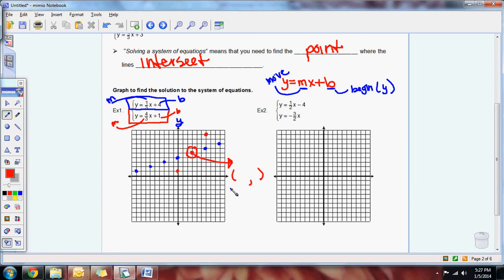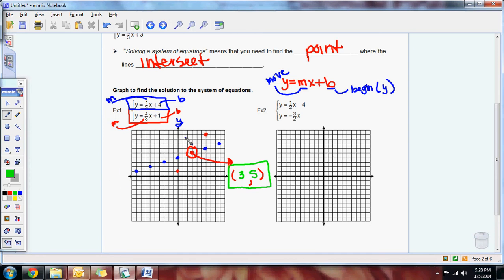So what's your x, what's your y? So let's figure out what that point is. So we start at the middle. How many over? 1, 2, 3. So our x is 3, and our y is 1, 2, 3, 4, 5. So the point of intersection for this system is 3 over 5.